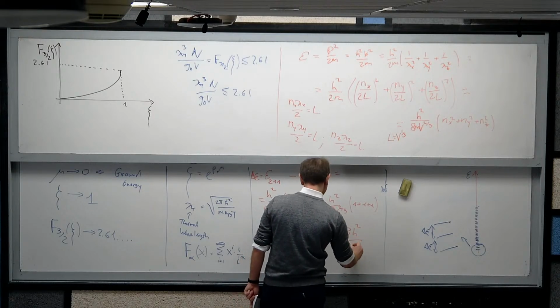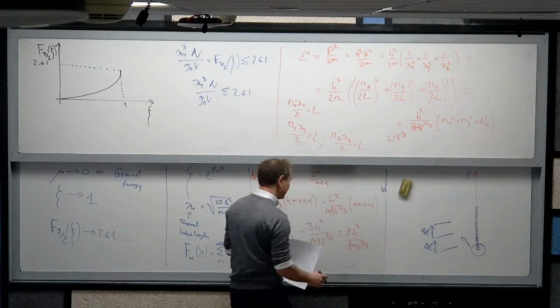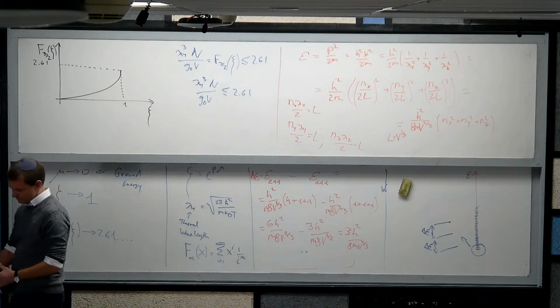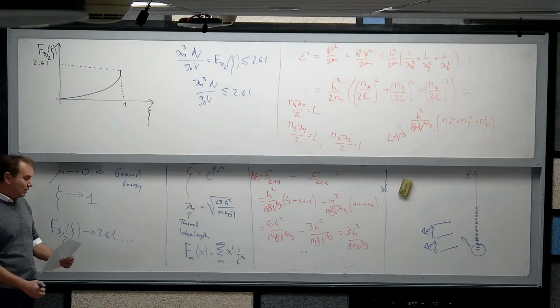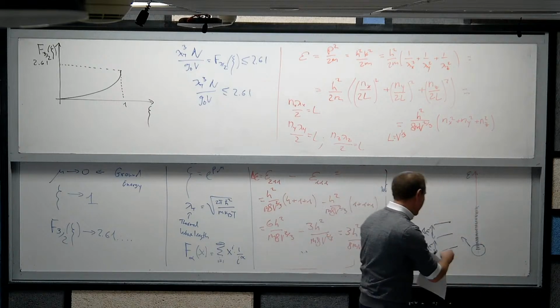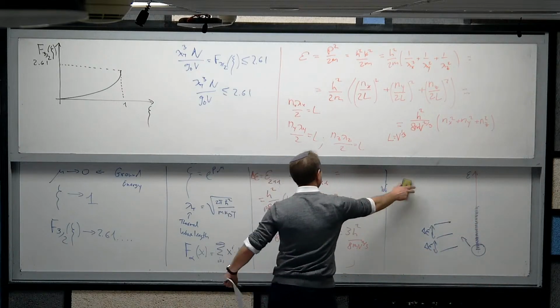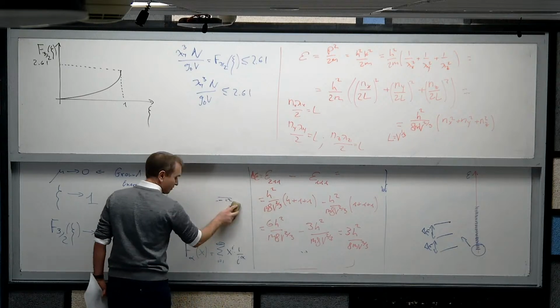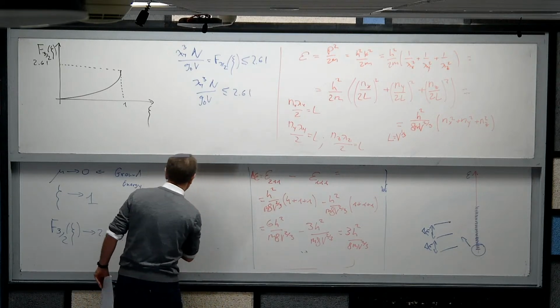So in total we have 3h squared divided by 8m V to the 2/3. Now let's take and compute this for helium-4.